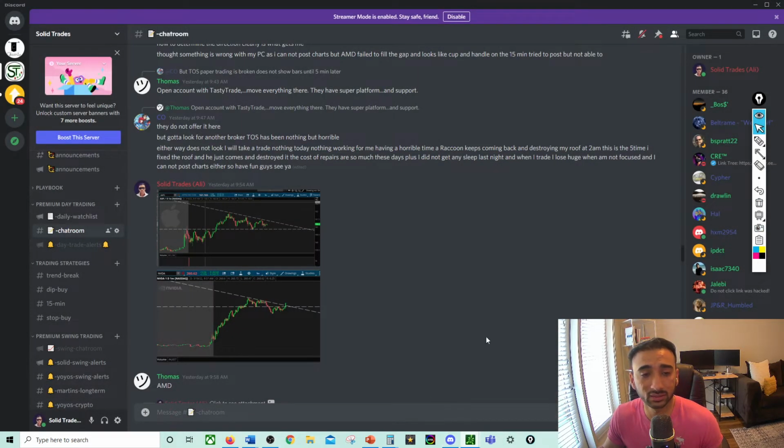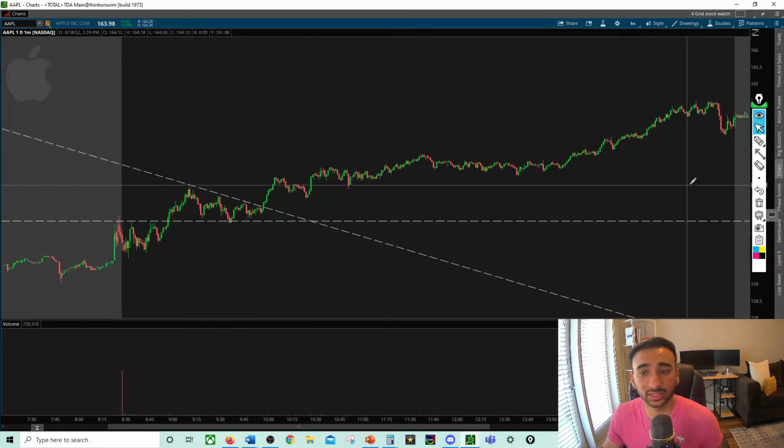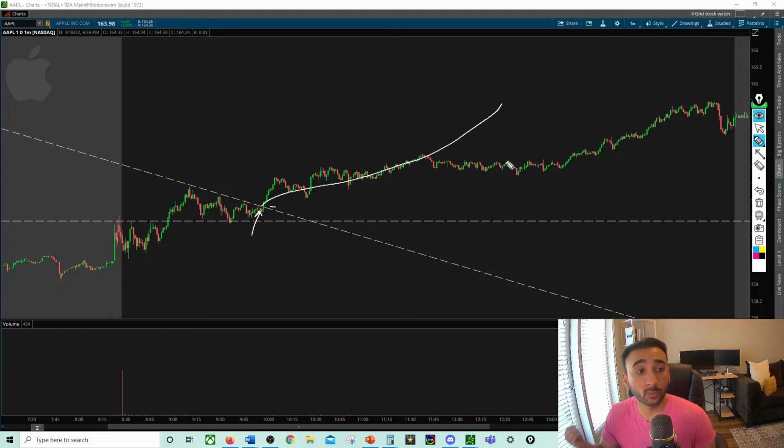Here it is, Apple after trade. There it is. Boom, right here, alerted, right here. Right before this move, I alerted. So I'm gonna talk about what's the thought process, how you can do it.